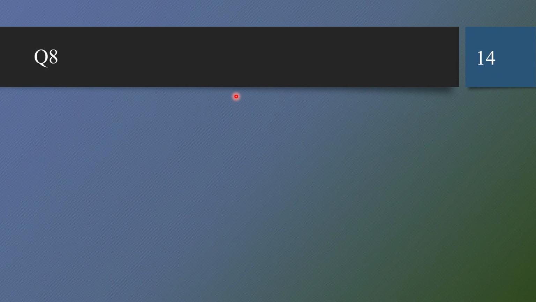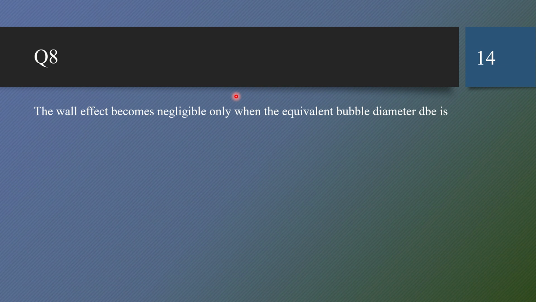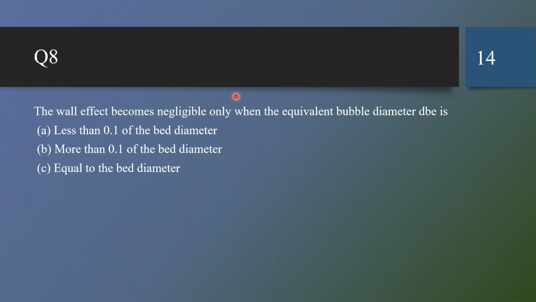We'll move to question 8. In question 8, it is asked that the wall effect becomes negligible only when the equivalent bubble diameter dB is less than 0.1 of the bed diameter, more than 0.1 of the bed diameter, equal to the bed diameter, or all the above. What is asked here is that we have an equivalent bubble diameter dBE.